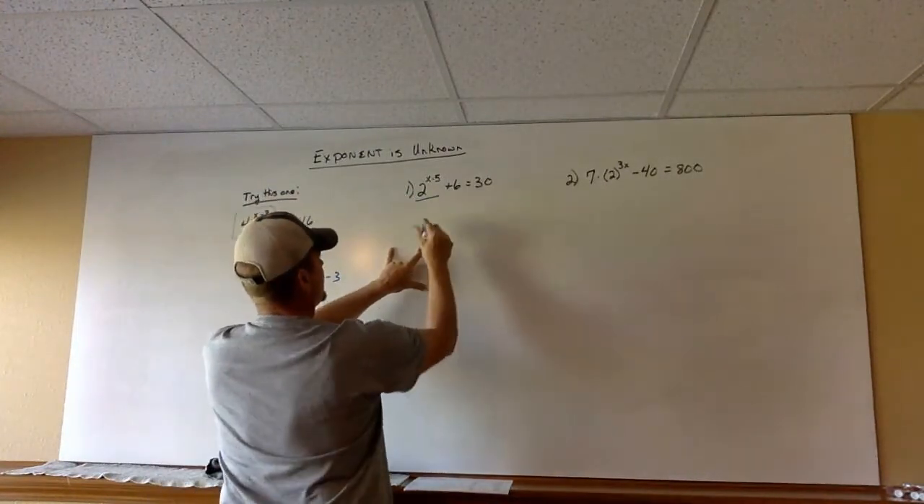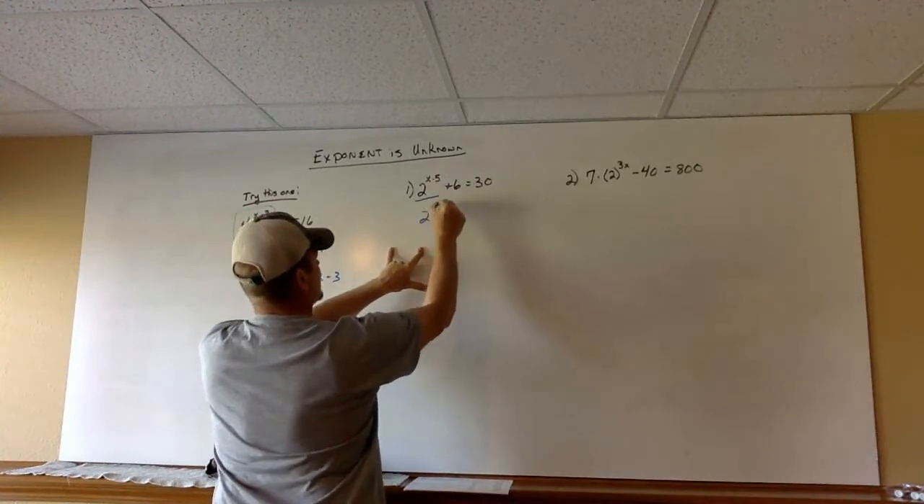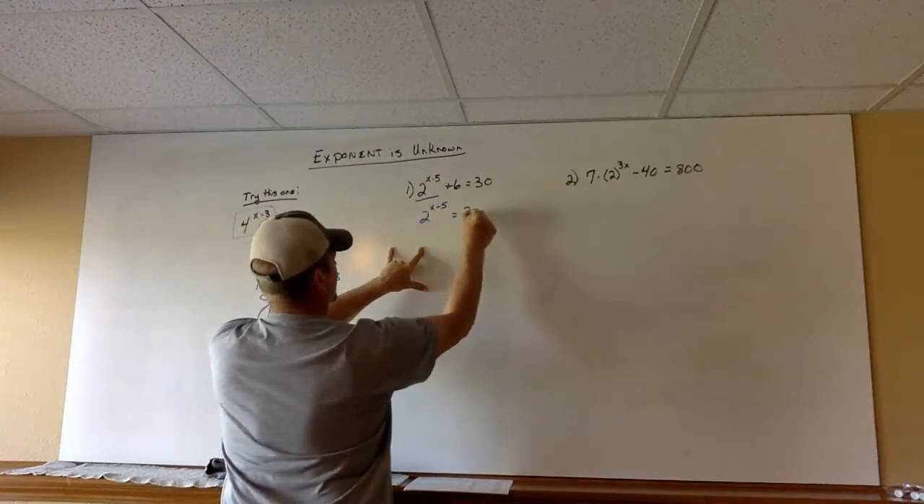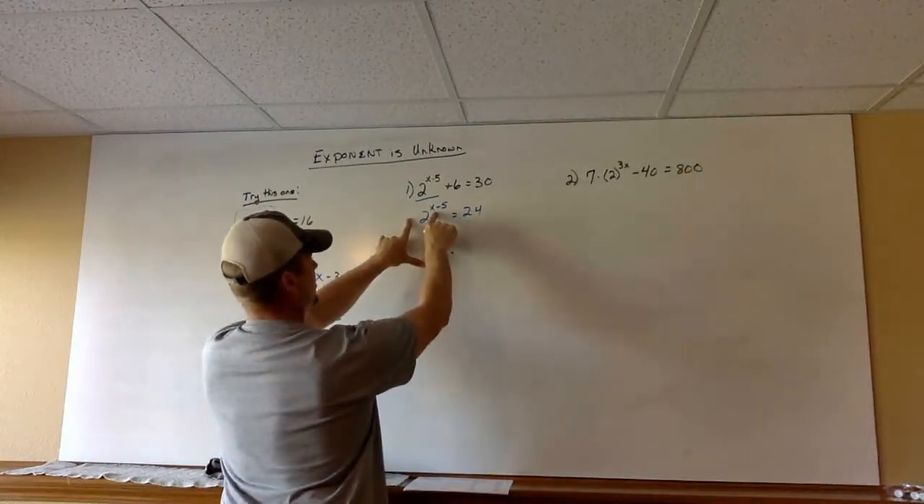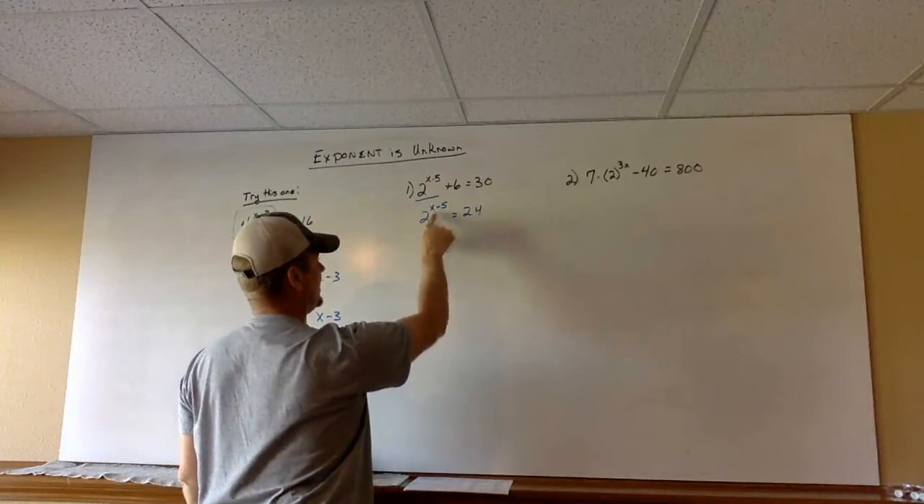When I look at example 1, I got to get the base and the exponent isolated. So I'm going to subtract 6. So I have 2 to the x minus 5 equals 24. I'm going to change my form to extract that exponent, that variable out, I need to change form.